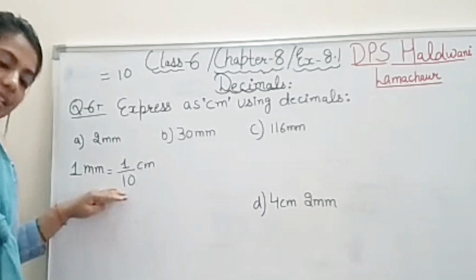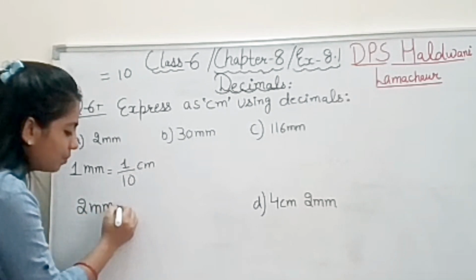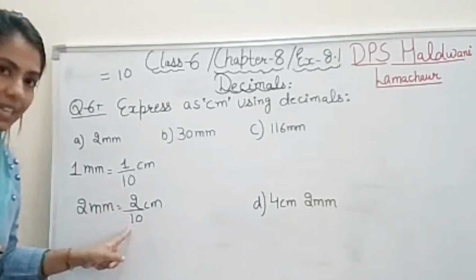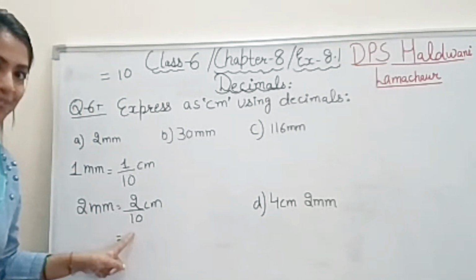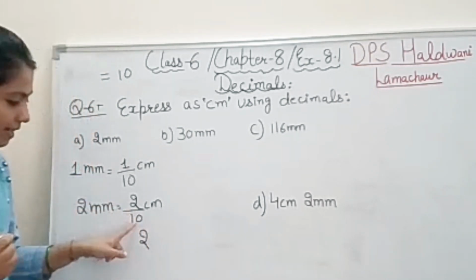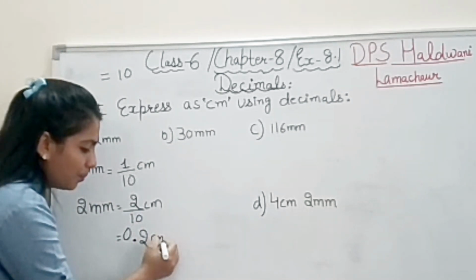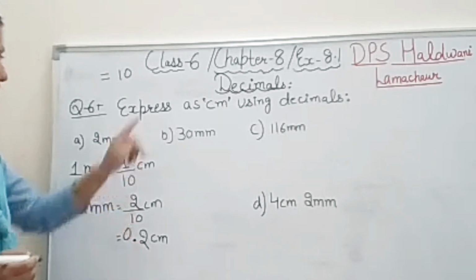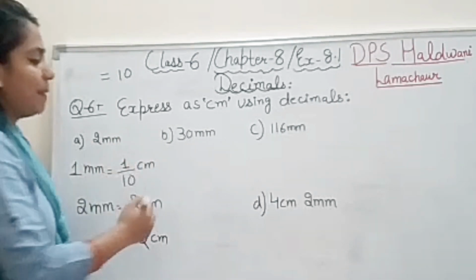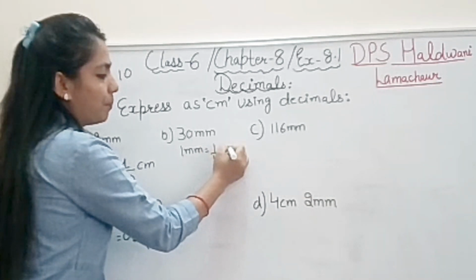This formula we got. Now easily we can convert the term. We have 2 millimeter. So 2 millimeter is equals to 2 upon 10 centimeter. So student, 2 upon 10 we got in the fraction term. Now convert into decimal. We have only 2 and down 0 is there. So after one digit there will be decimal. So answer is 0.2 centimeter. Convert into centimeter using decimal. Right student? Now B part 30 millimeter. Formula will be same. 1 millimeter is equals to 1 upon 10.